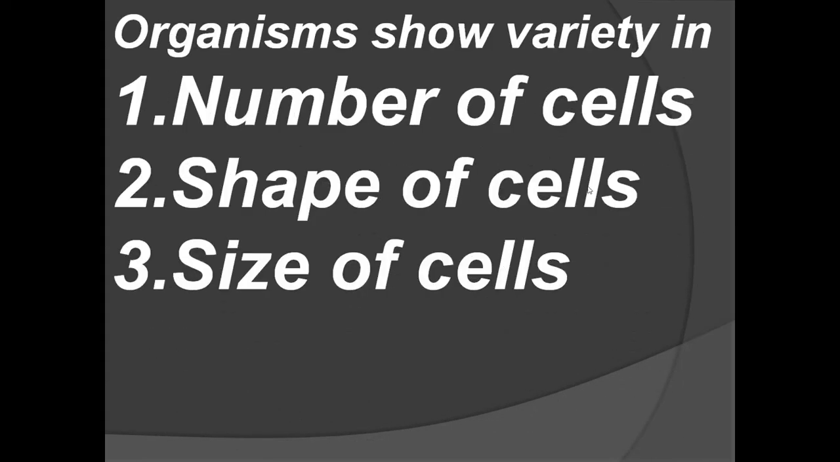Organisms show variety in number of cells, shape of cells and size of cells. There are millions of living organisms. They are of different shapes and sizes. Their organs also vary in shape, size and number of cells. Let us learn one after the other. First, let us take how organisms show variety based on number of cells.